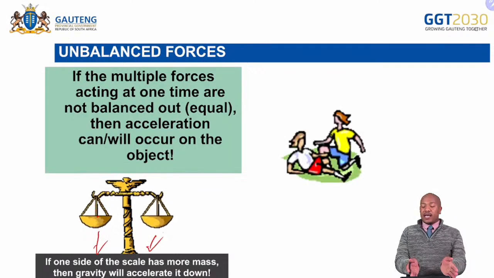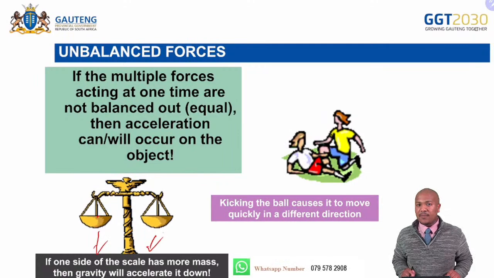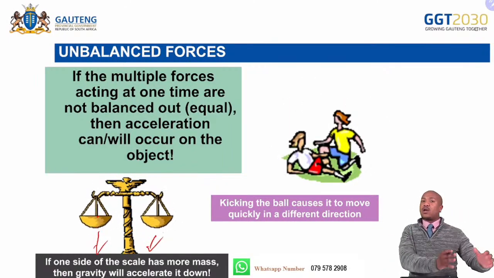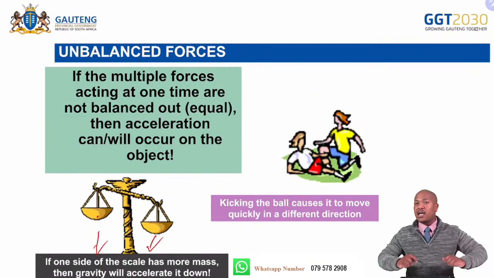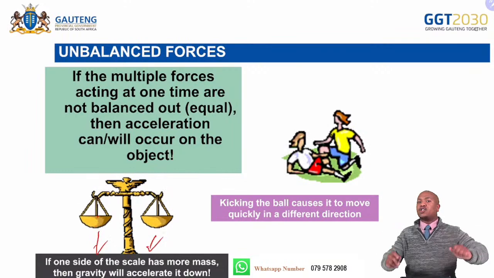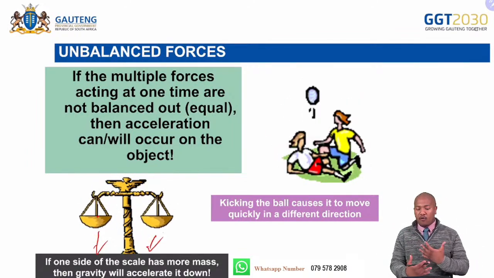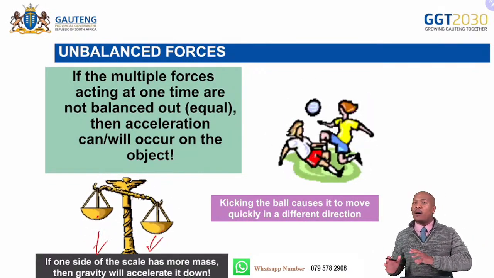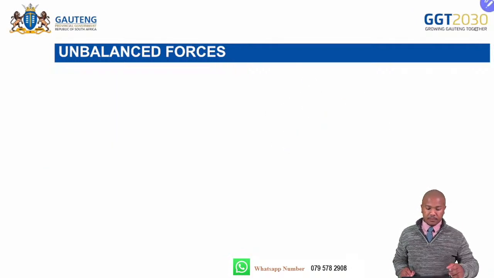Here is a more familiar example, right? A soccer ball. As you are kicking that soccer ball, the force that you apply on it is not the same as the force of the soccer ball. Hence, you are able to change its direction, and you are able to cause movement on the soccer ball. So kicking the ball causes it to move quickly in a different direction because the force that you apply on it is different than the force it has.